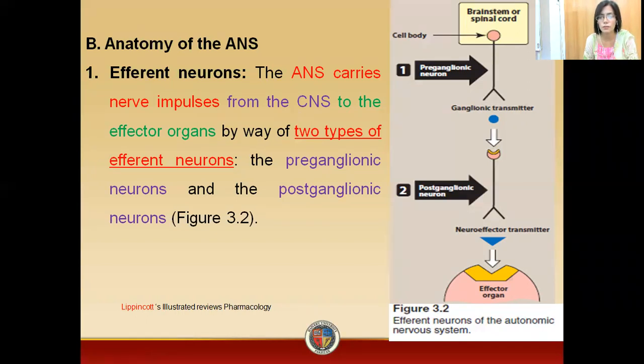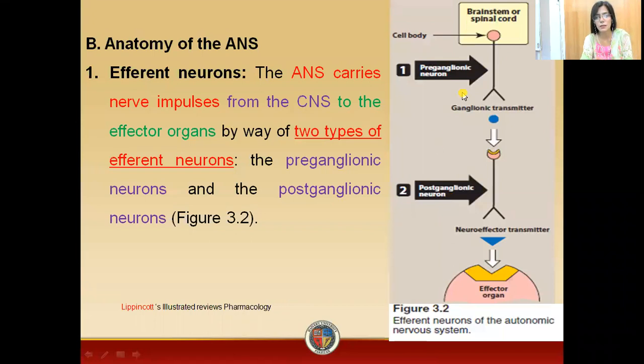and afferent neurons. In the case of efferent neurons, the ANS carries nerve impulses from the brain, as I'm representing in the figure, to the effector organ. So these are the neurons which carry information from the brain to the effector organs. There are basically two types of efferent neurons: one is the preganglionic neuron and the other is the postganglionic neuron.